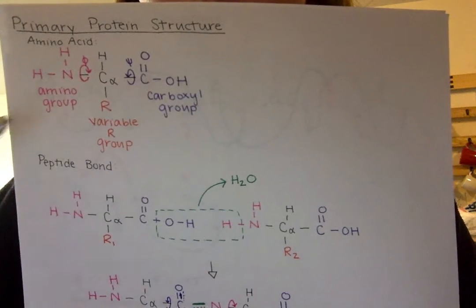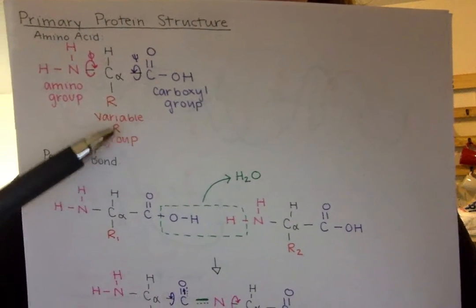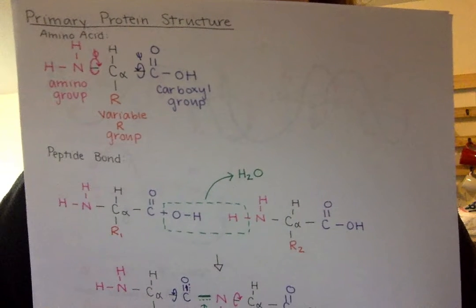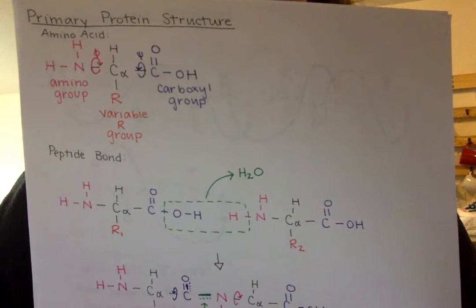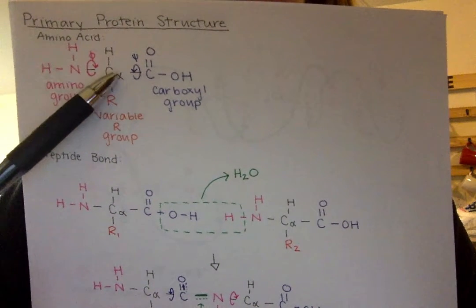The carboxyl and the amino group are going to stay the same throughout each amino acid, but this R group can change. And the variation in R groups is going to dictate much of a protein structure based on how they interact with one another. Note that these groups are all attached to an alpha carbon here in the center.